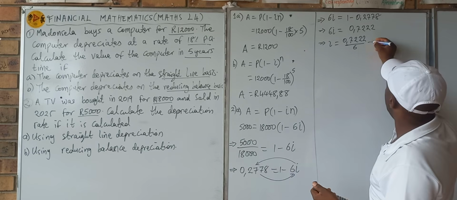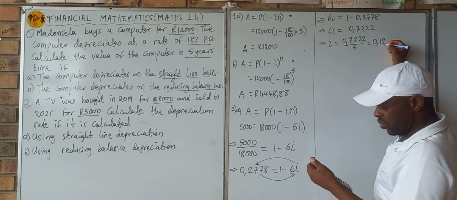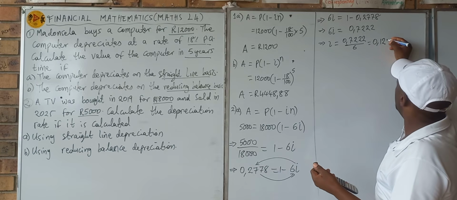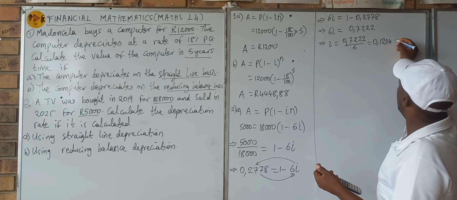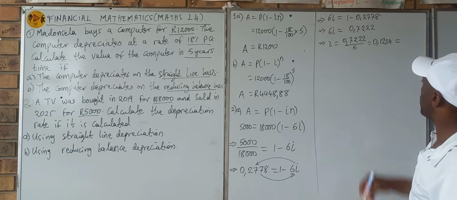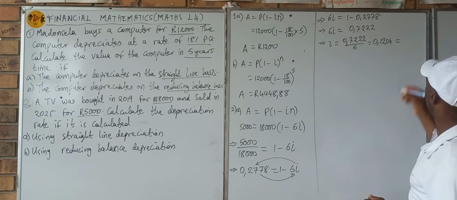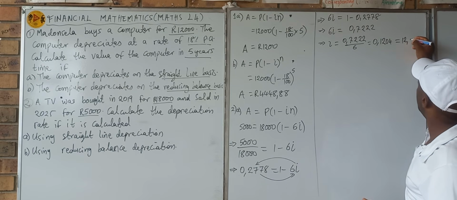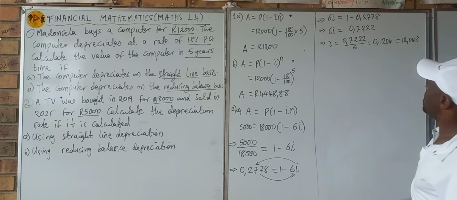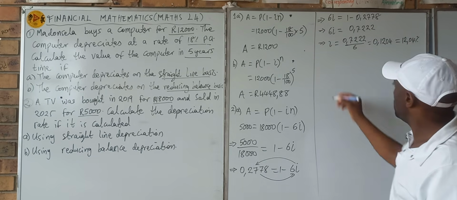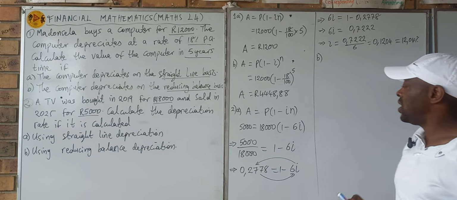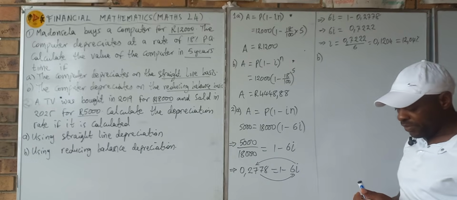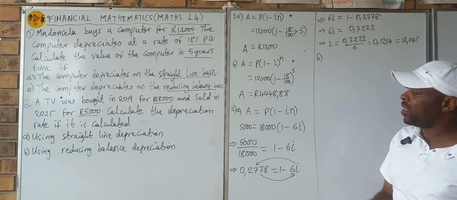That gives me 0.1204, which if I then multiply by 100% to convert it to a percentage, gives me 12.04%. So that is basically our depreciation rate in this situation of straight line depreciation.